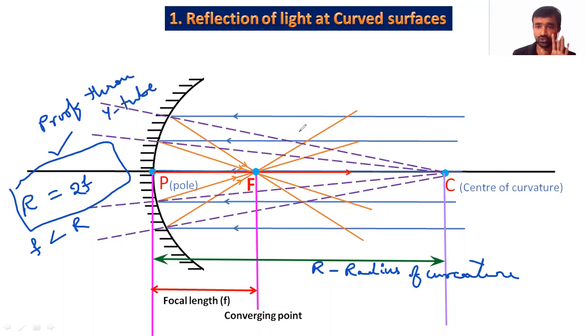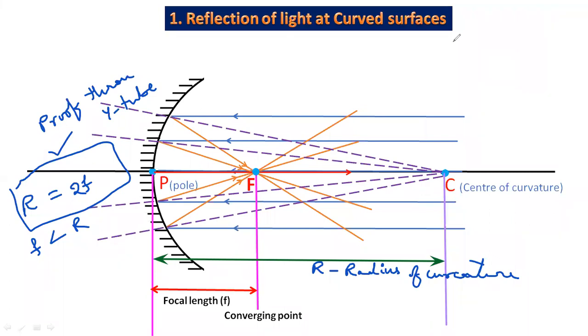Okay. Is it clear? You need to remember the relation between R and F, the radius of curvature and focal length relation. What is that relation? The radius of curvature is double the focus. Clear? If I ask you clear, just give a quick reaction, right?